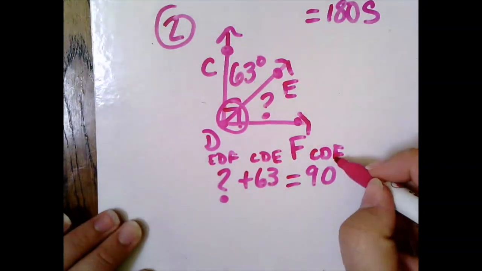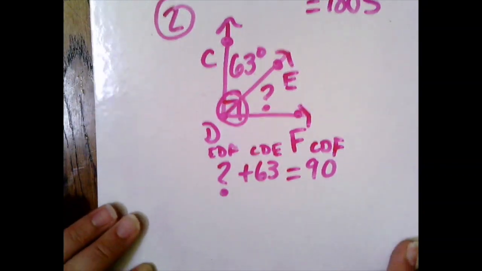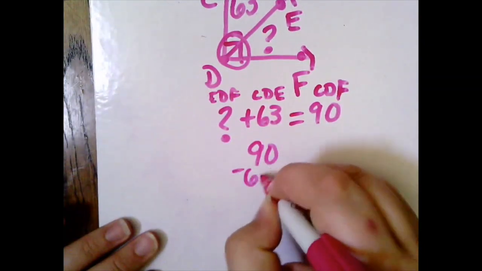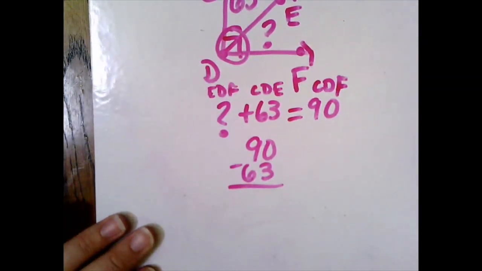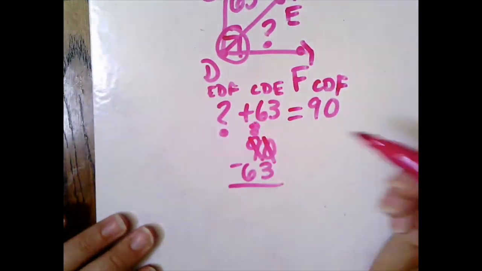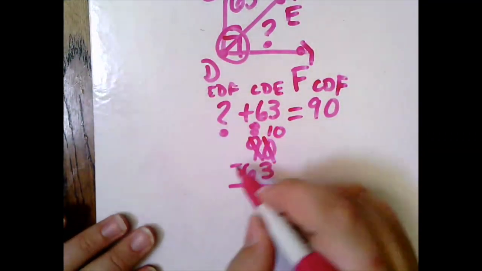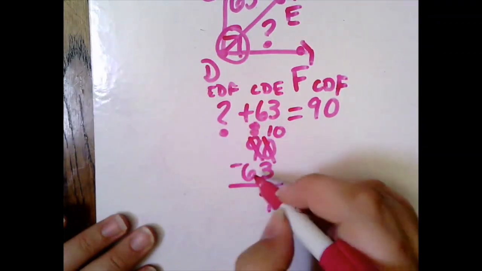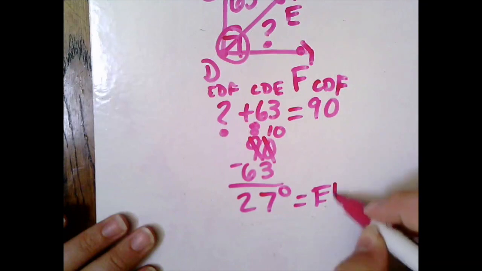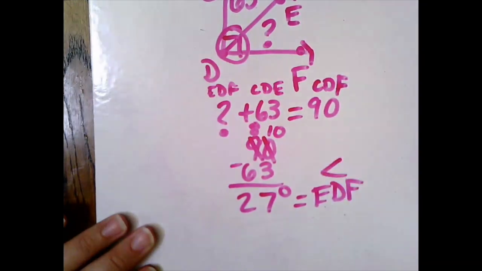Now I would do the opposite operation to find my answer. So 90 minus 63. I'm going to need to do some regrouping. This becomes an 8. This becomes 10. 10 minus 3 is 7. 8 minus 6 is 2. And that is equal to EDF. All done.